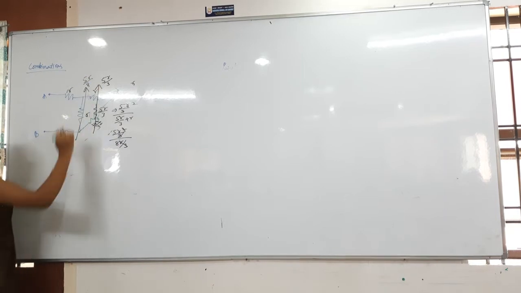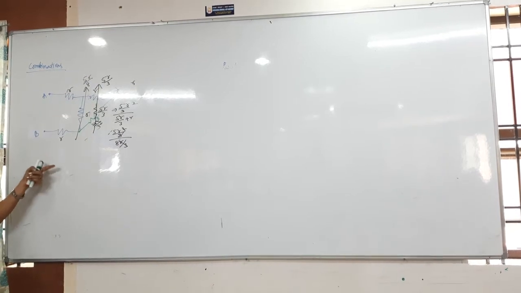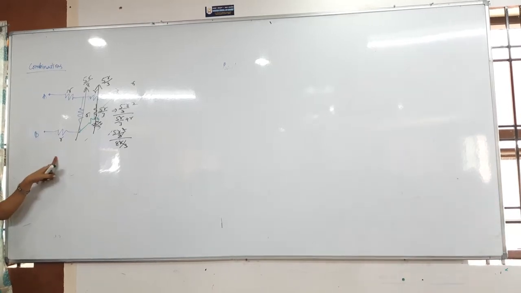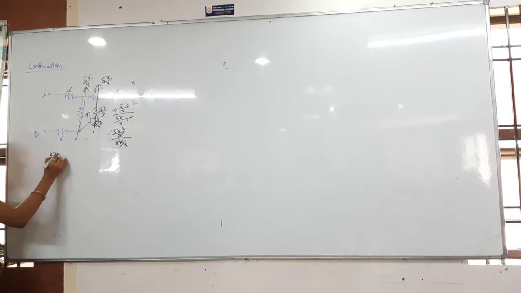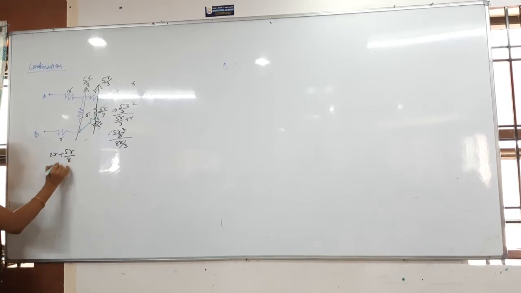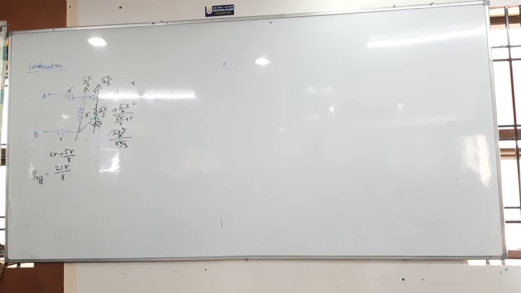And these two are in which combination? Series combination. R plus R is how much? 2R. 2R plus 5R by 8 is how much? Nothing but 21R by 8. That is the effective resistance.